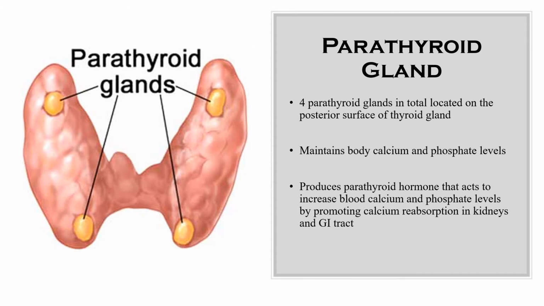Next are your parathyroid glands. You have 4, located on the posterior surface of the thyroid gland. The parathyroid glands act in contrast to calcitonin by producing a parathyroid hormone that actually acts to increase blood calcium and phosphate levels by promoting calcium reabsorption in the kidneys as well as your gastrointestinal tract.